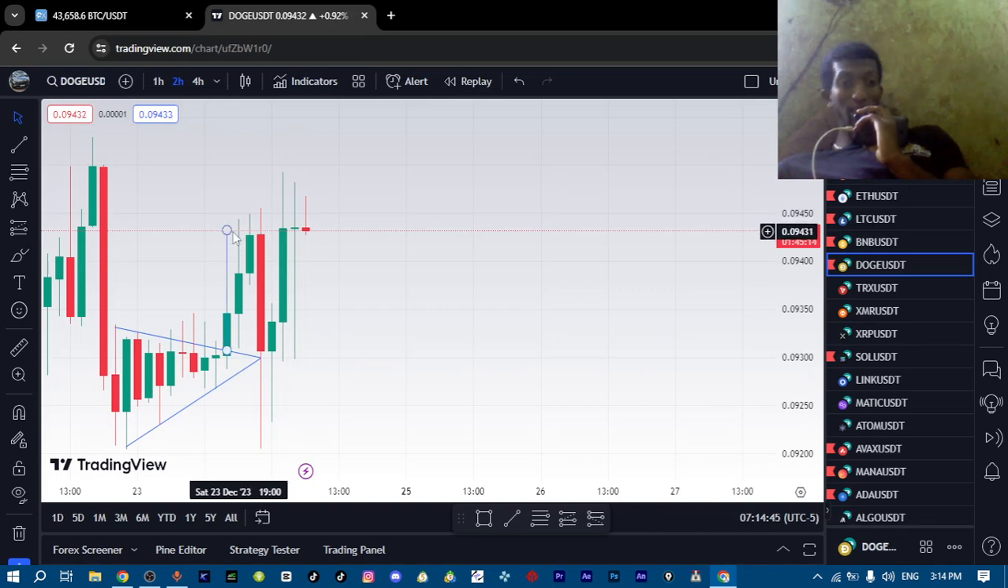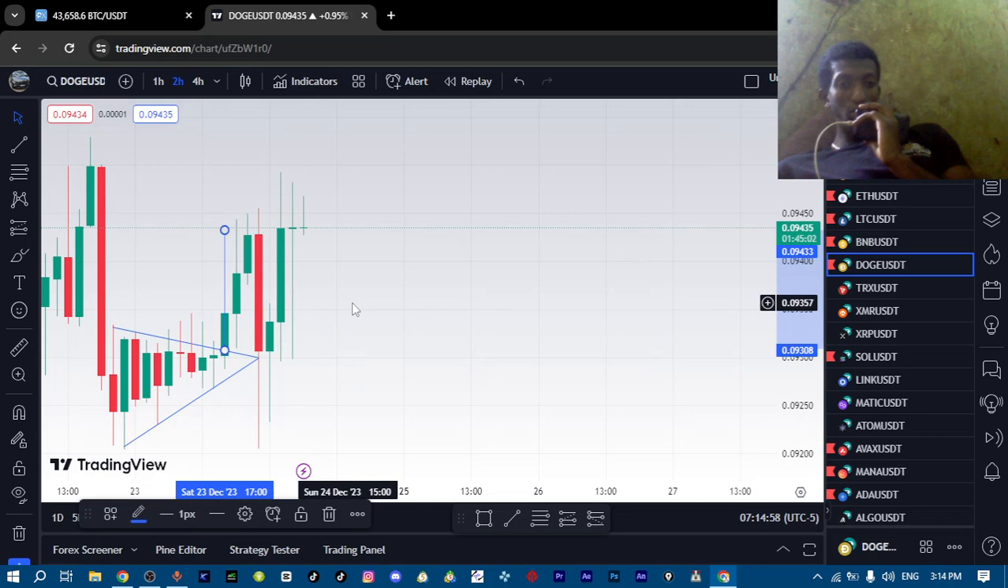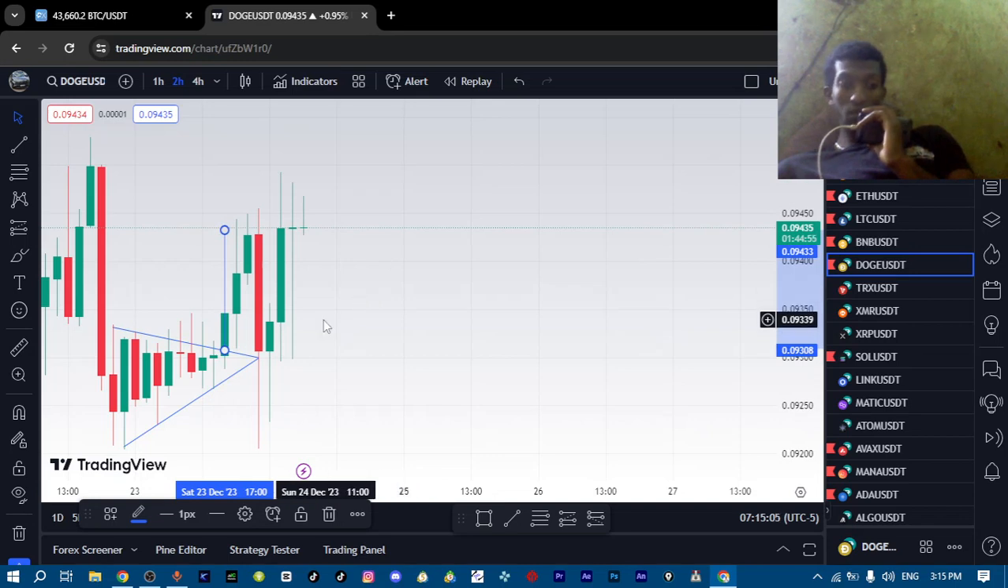As you can see, isn't this beautiful? You can't get any simpler than this. Okay, this is perfect. There is no Fibonacci, there is nothing else. You just have to measure. There is no supply and demand zone, there is nothing here.